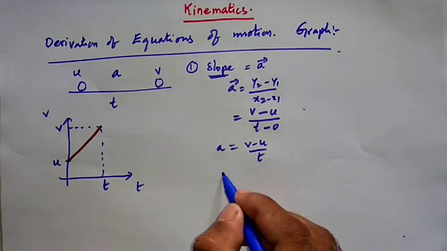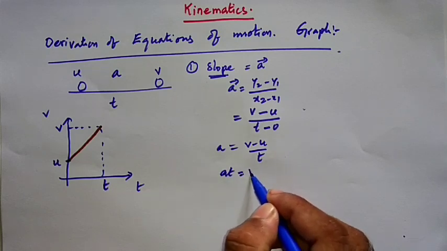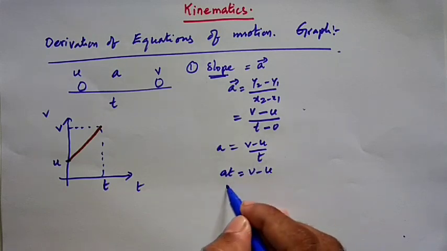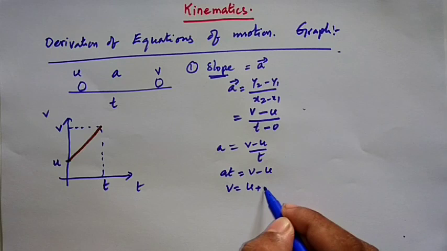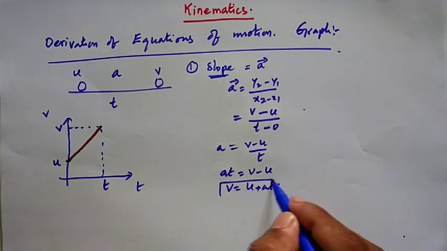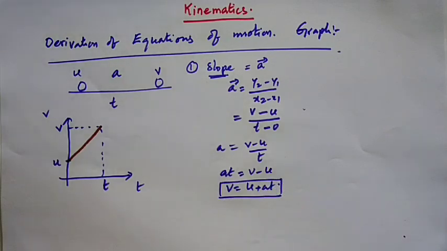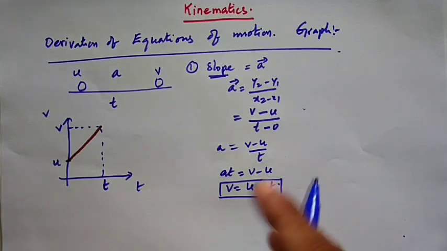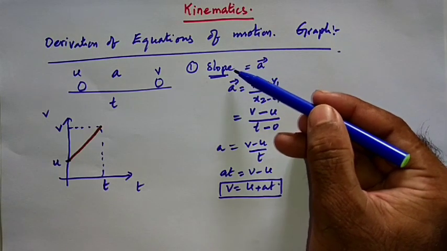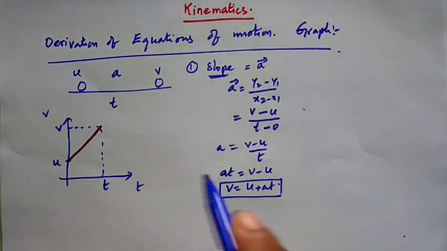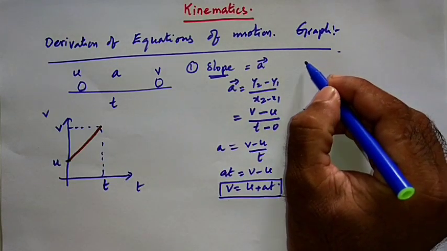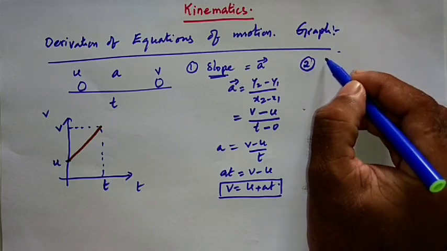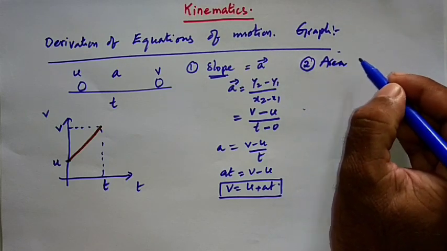So do cross multiplication. at is equal to v minus u, and on this side v is equal to u plus at. This is our first equation of motion. Yes or no? Clear? What have we calculated? We have calculated the slope from the graph.